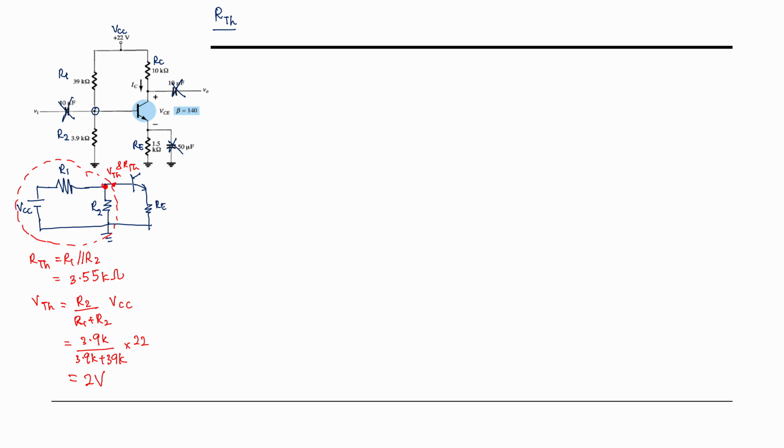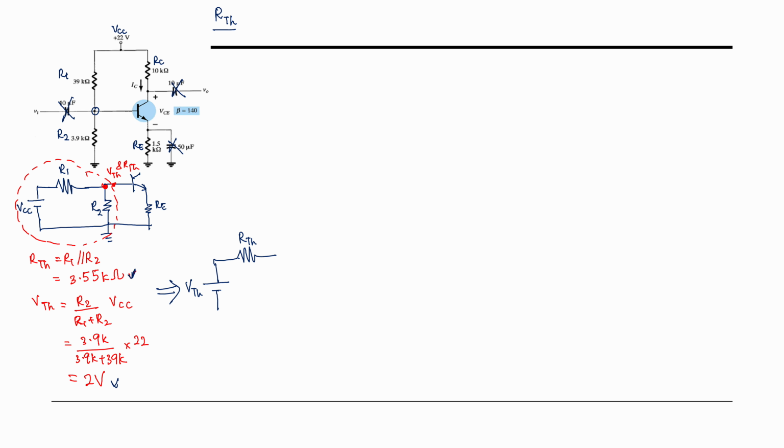Based on these two values, this value and this value, we can redraw the circuit to look as follows. Here is your V Thevenin. Instead of your VCC, this will become your V Thevenin. Here will become your R Thevenin.